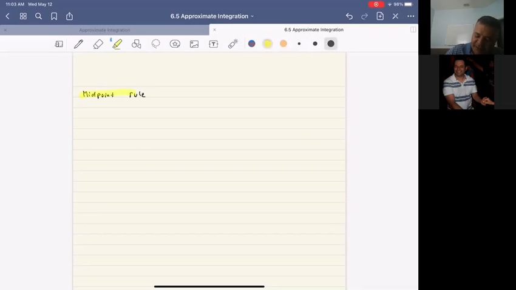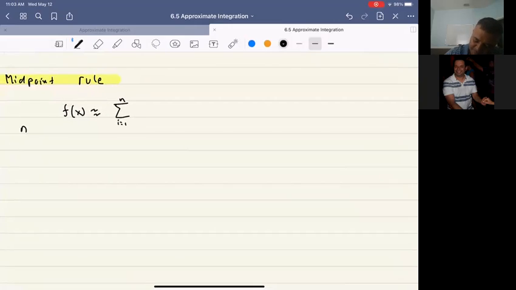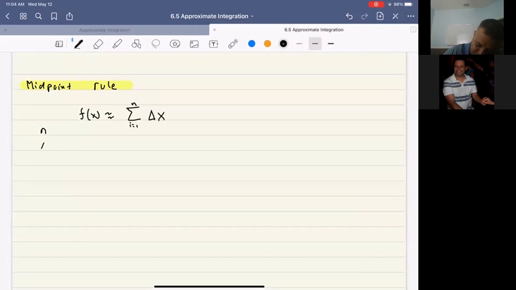It's really not even much better than just straight up using the definition. So what we're going to do is take f of x approximately equal to, we know n, we're given a certain amount of intervals, sum i equals 1 to n, delta x is b minus a over n, times f of (x_{i+1} + x_i) divided by 2.